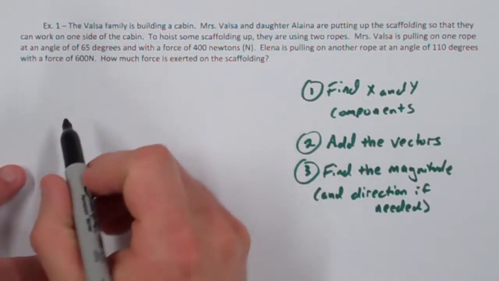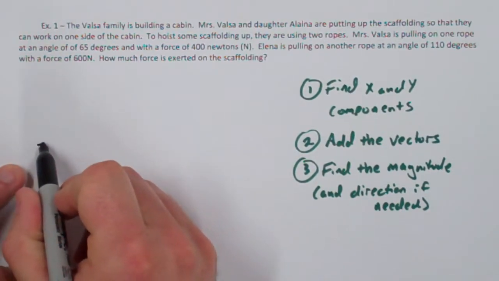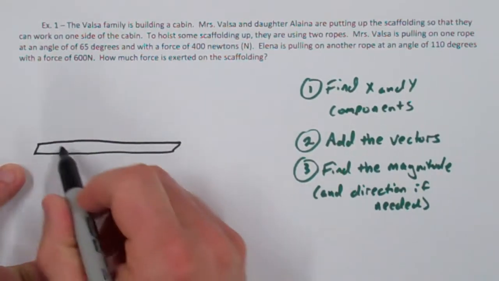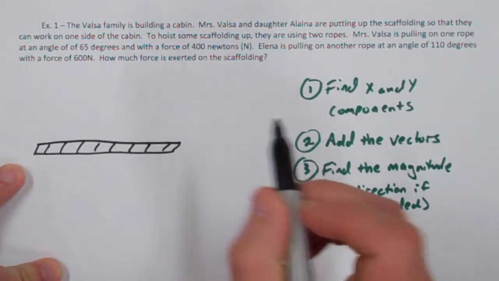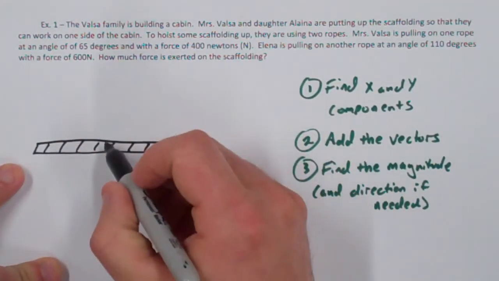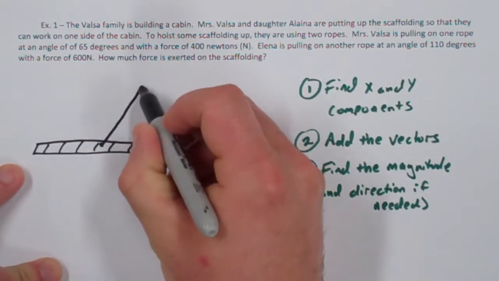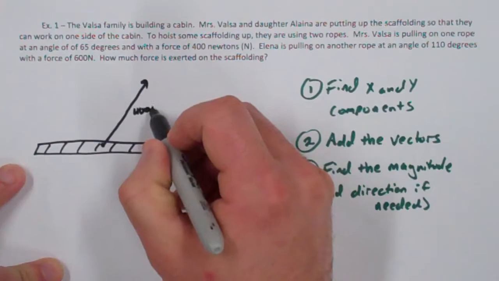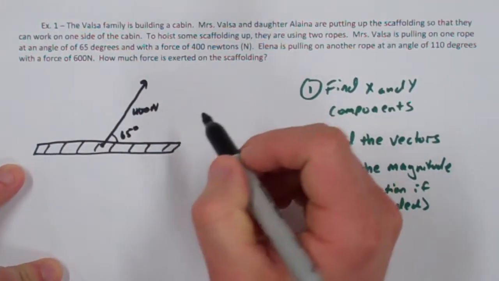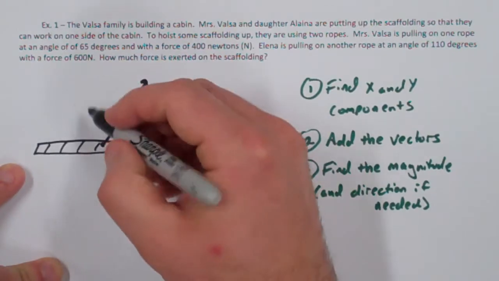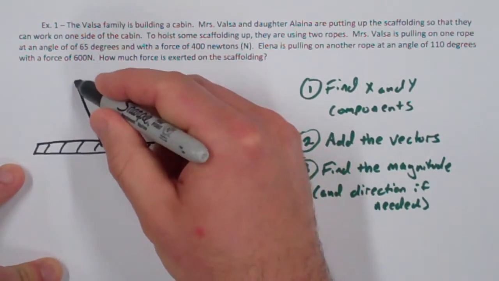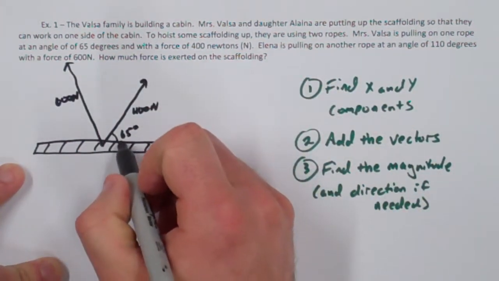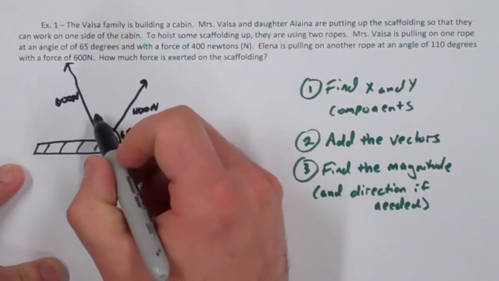What I like to do with these is first of all draw a picture. So here's my scaffolding. And then we have a 65-degree force pulling up on the scaffolding, so that might be here. And that's at 400 newtons. And then the other one is 110 degrees at 600 newtons. So that might be over here. And again, that angle here would be 110 degrees.